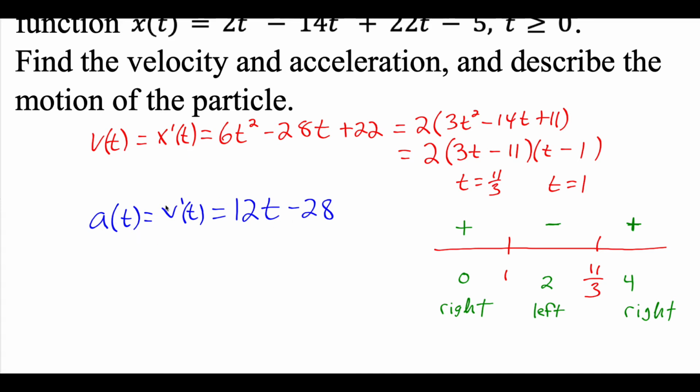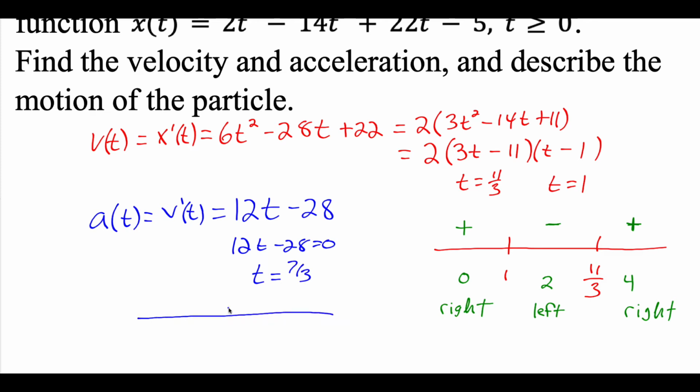Now, as far as using that second derivative, that acceleration, when the acceleration is positive, that means that your particle is speeding up. But when the second derivative is negative, that means that your particle is slowing down. So the first thing we would have to do is find our 0 in here. So I'm going to take the 12t minus 28 and set that equal to 0. Add the 28 over, divide by the 12, and do a little reducing. We get a t value of 7 thirds.